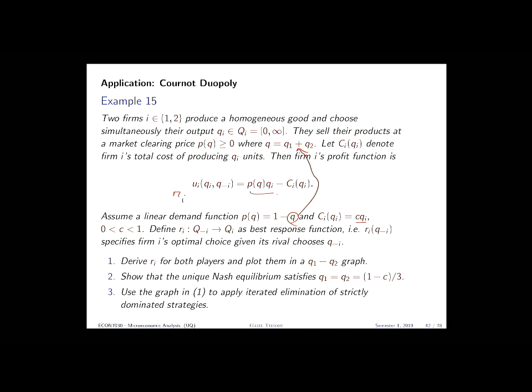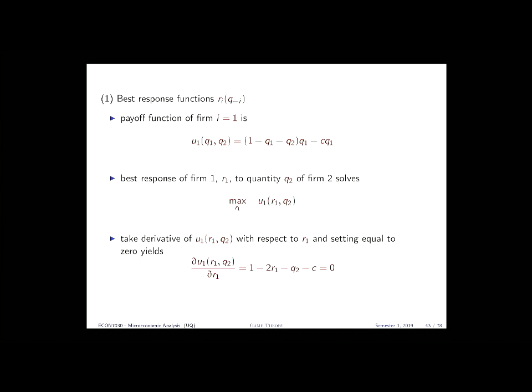So define that. The question asks you to first derive both players' reaction functions and graph them, show the unique Nash equilibrium, and then use the graph to use iterated elimination of strictly dominated strategies. Now let's see how we can solve this problem.